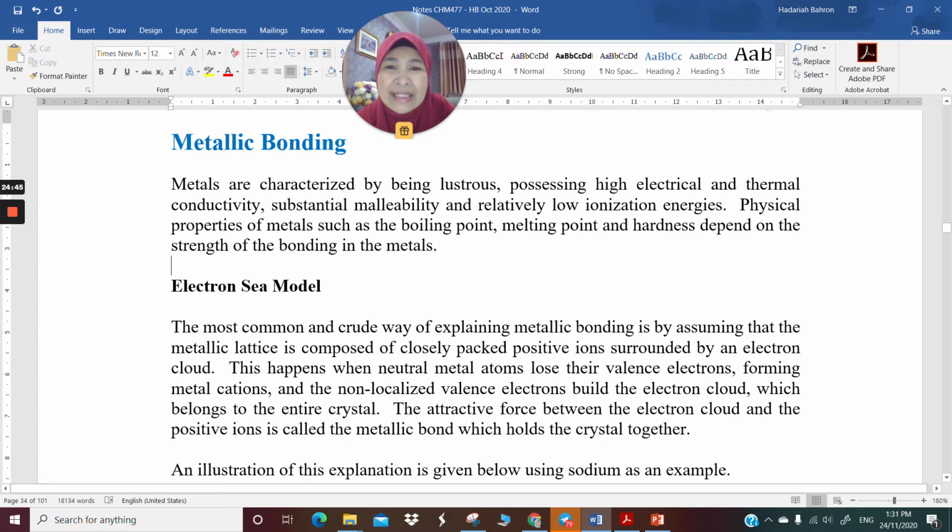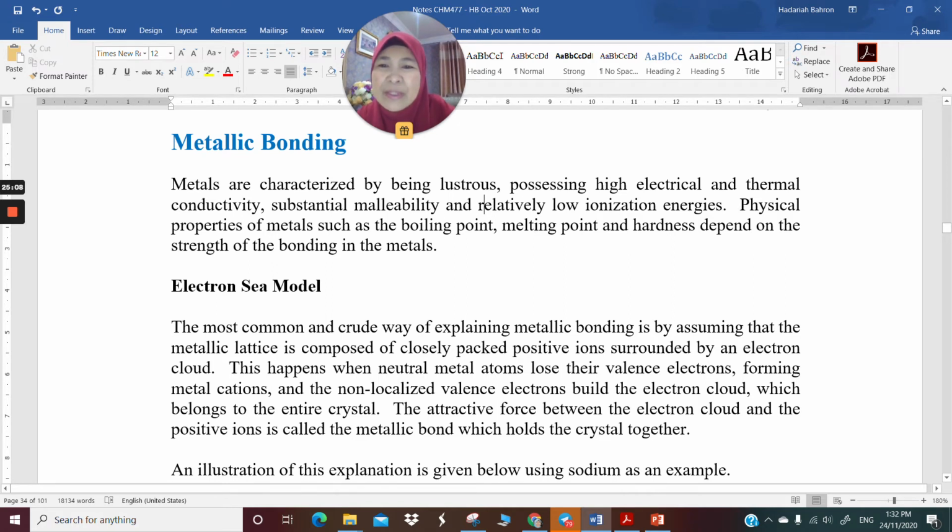Substantial malleability. Malleable means you can knock them and make them out of shape. You can change the shape of the metal just by knocking with a hammer. That's malleable. It means it can be molded. And metals have relatively low ionization energies.